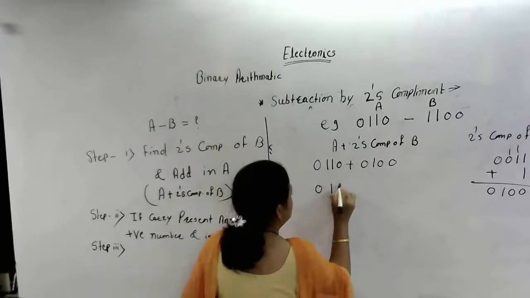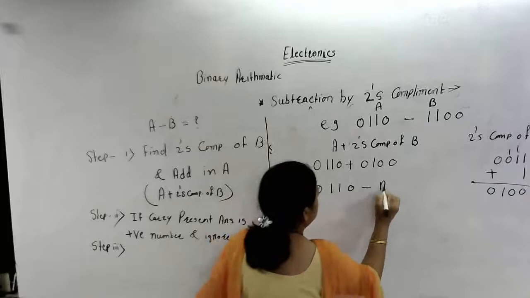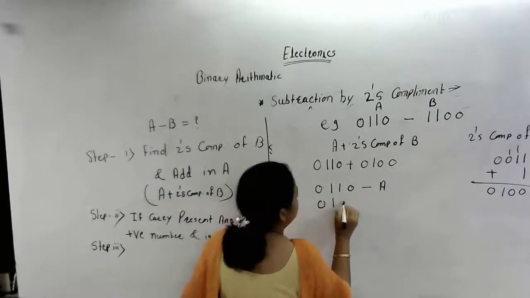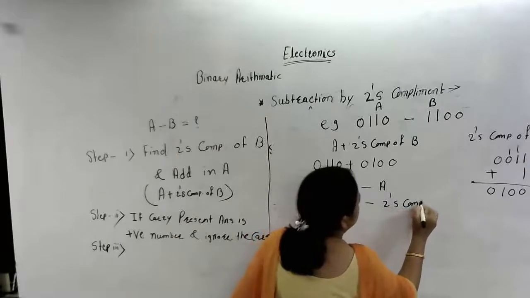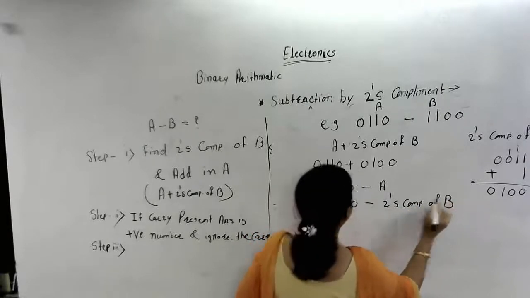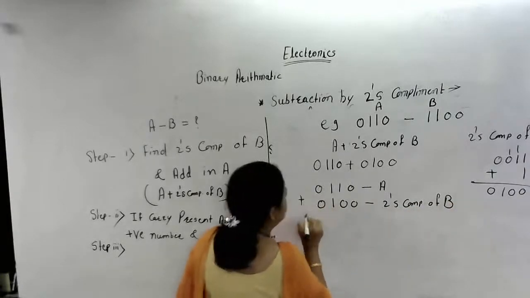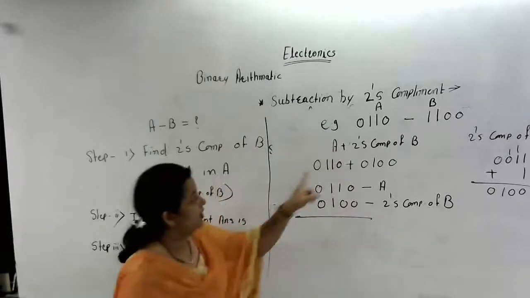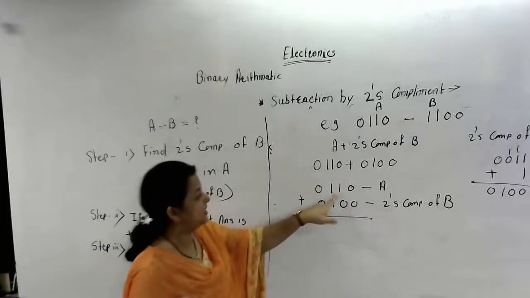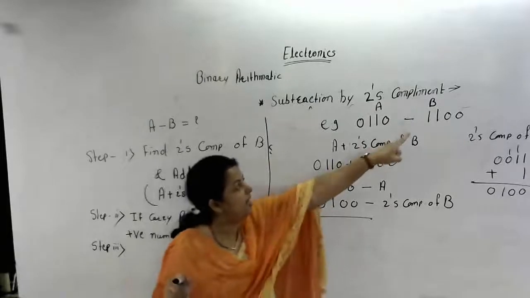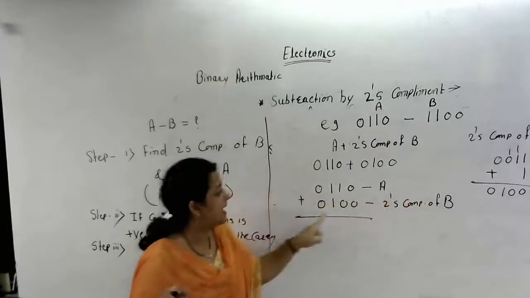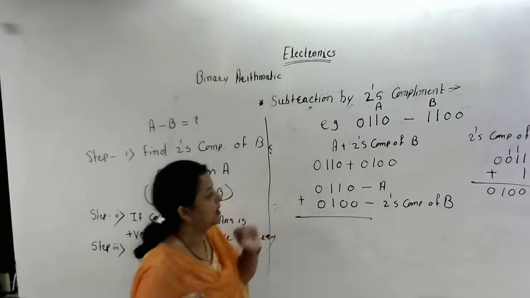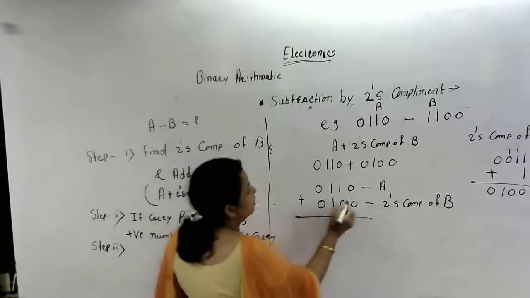So we have to add like that. This is your number A, and this is 0100, the 2's complement of B. So perform this addition. Up to this, do you understand? A number as it is, and for B, we find out the 2's complement of B like this and add that 2's complement to number A. Now we perform this addition.